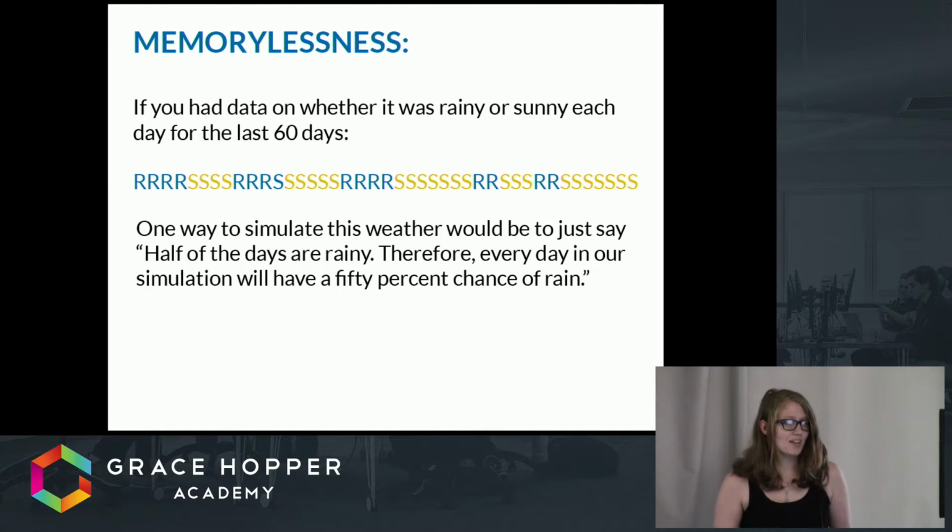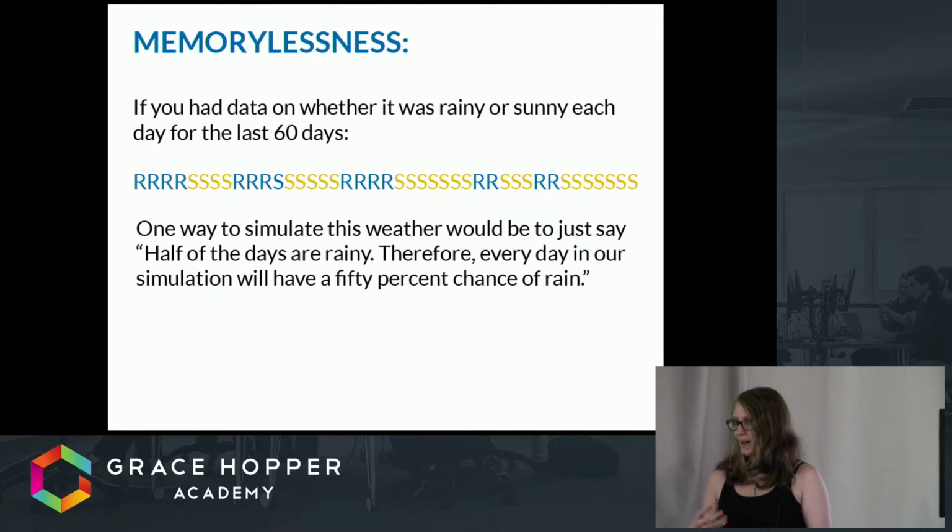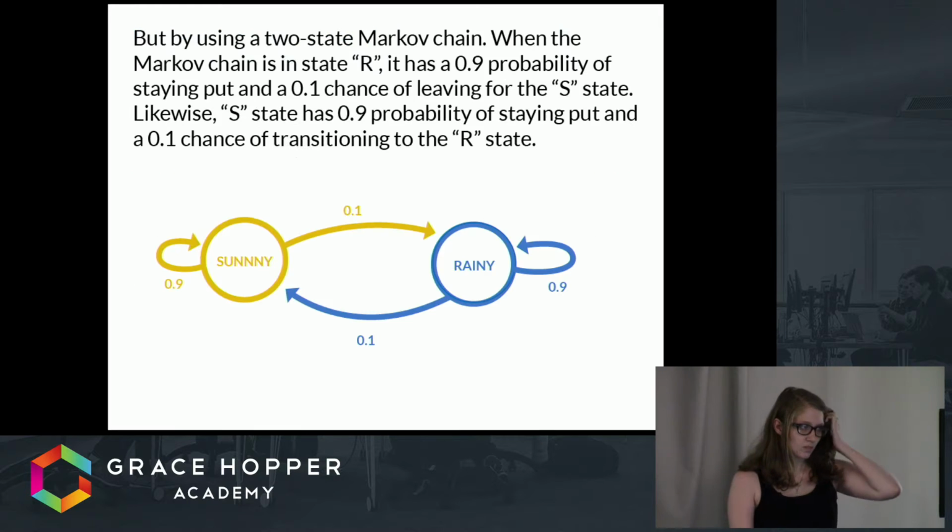Okay, so why is this useful? Going back to that definition that we started with, Markov chains are useful because they are memoryless. If we're looking at predicting the weather and we had information about whether it was rainy or sunny for the last 50 days, we could say, okay, 50% of the time it was rainy and 50% of the time it's sunny, but that doesn't necessarily mean there's always a 50-50 chance that it will be rainy or sunny. If it's sunny, it's much more likely to continue to be sunny, and if it's rainy, it's much more likely to be rainy.